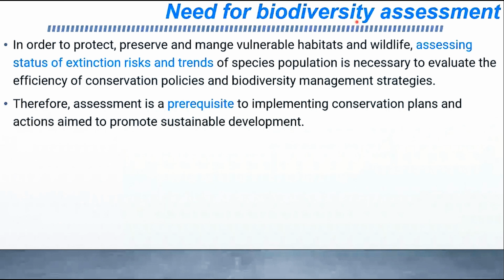Now, what do we do in biodiversity assessment? We look at extinction risk. We look at what is the status of diversity of a particular group of organisms in a given area or a given ecosystem, and we look at the trends in the population. Is the population increasing? Is the population decreasing? Is there any threat to the population? Is there any threat to the diversity?